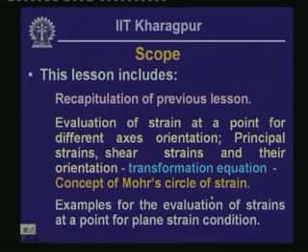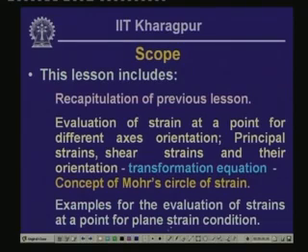Hence, the scope of this particular lesson includes the recapitulation of the previous lesson, and as we have done in the previous lessons, we will discuss the previous lesson through the answers to the questions that I posed last time. So, that will give you an overview of the previous lesson. Then, evaluation of strain at a point for different axis orientation, principal strains, shear strains and their orientation. In fact, with reference to the rectangular axis system, the strain at a particular point varies if the axis system differs from the rectangular axis system, which is x, y and z.